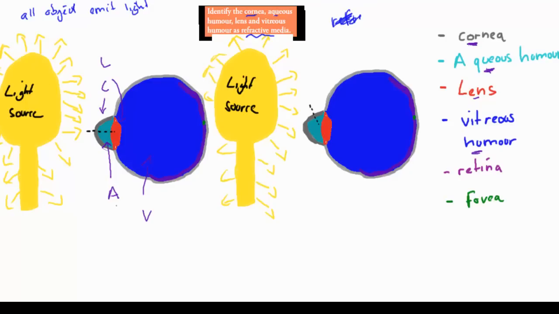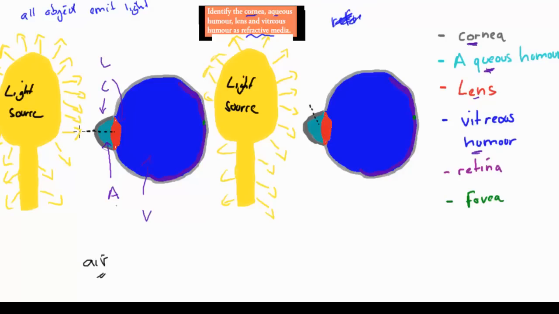Initially, light is going to be bent most when it goes from the air, which is all the white here, that's meant to be air, and hits the actual cornea. That's when most of the bending happens.